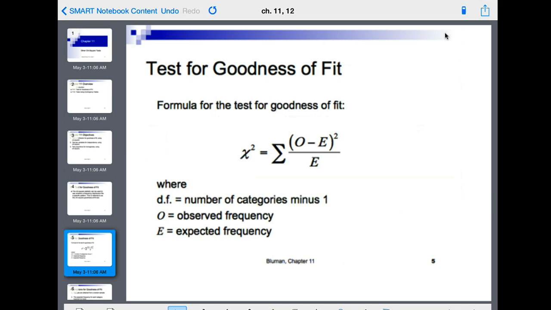Here's the test. It says formula for the test for goodness of fit. Chi-squared is equal to the sum of (O minus E) squared over E. O is the observed value, E is the expected value. Degrees of freedom is always the number of categories minus 1.